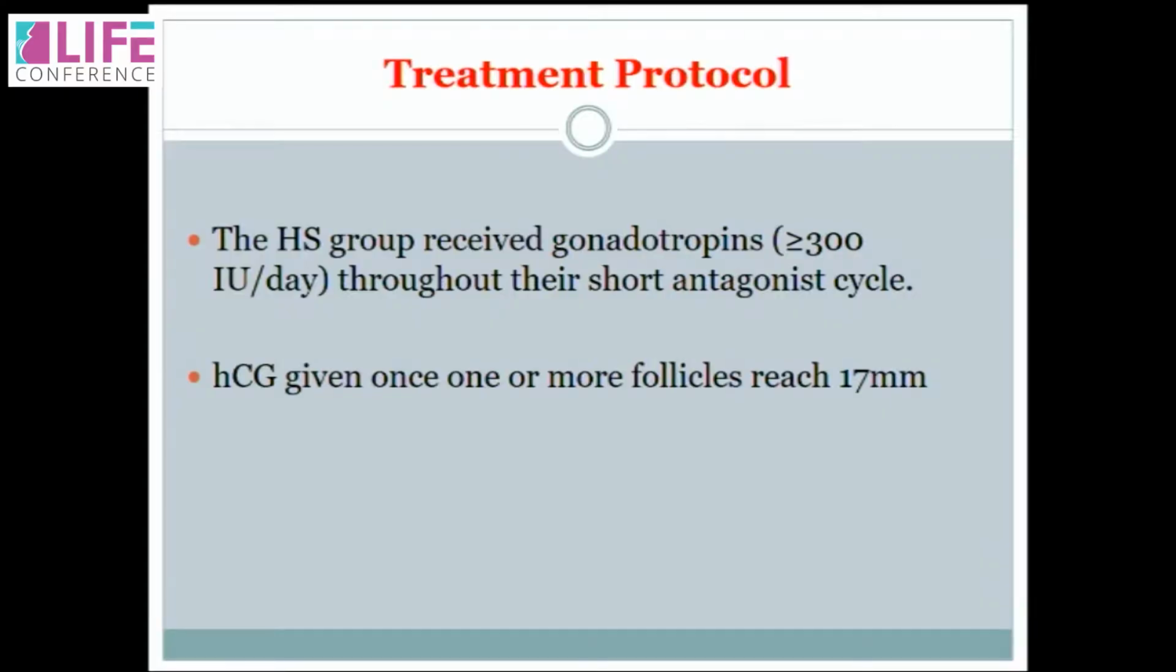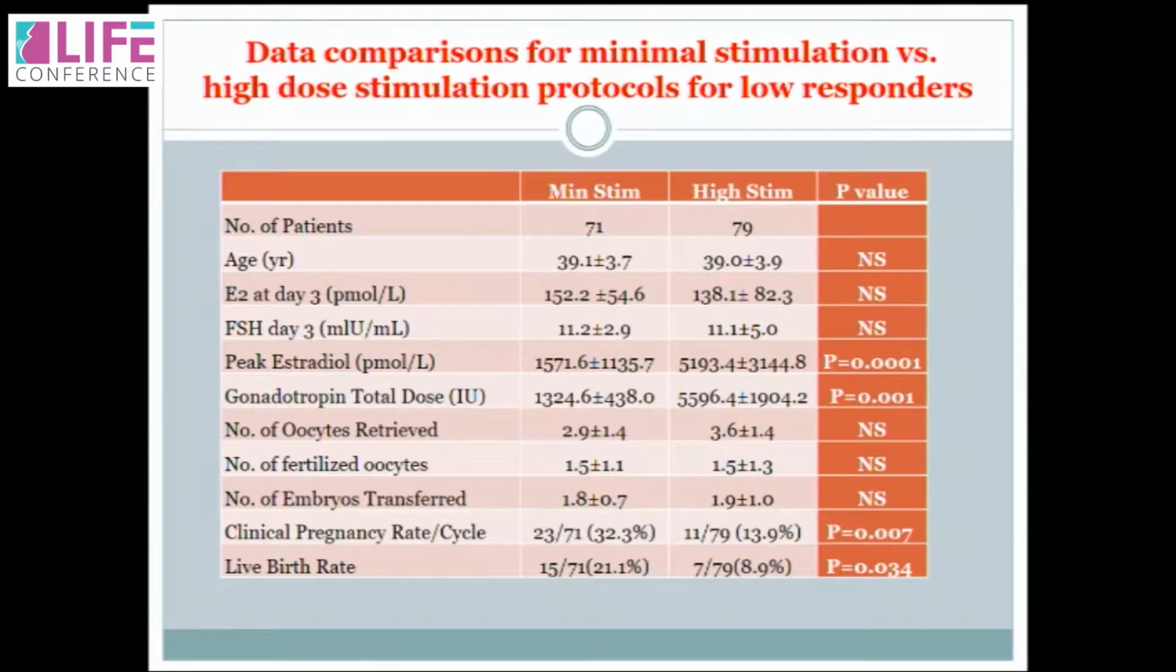Again, retrieval was done when these follicles were 17 or 18 millimeters, and we compared that to our regular high-dose antagonist protocol that used 300 or 450 units per cycle for our poor responders at the time. Again, HCG was given at 17 millimeters. Now, these were our results.